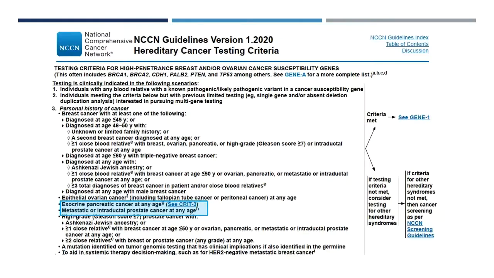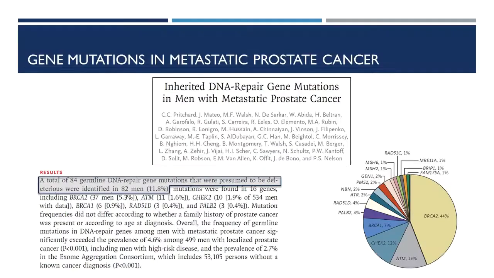Many of these hereditary breast and/or ovarian cancer genes are also associated with risks for pancreatic adenocarcinoma and prostate cancer. This study from the New England Journal of Medicine demonstrated an increased rate of inherited DNA repair gene mutations in men with metastatic prostate cancer, 11.8% in men with metastatic versus 4.6% in those with localized prostate cancers. Mutation frequencies did not differ based on family history of prostate cancer or age of diagnosis.